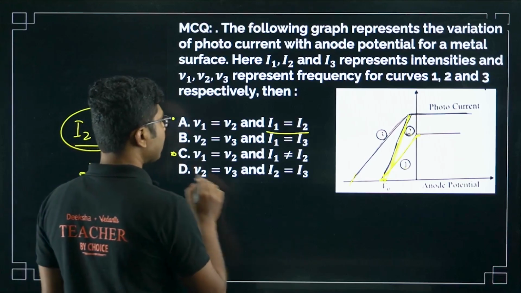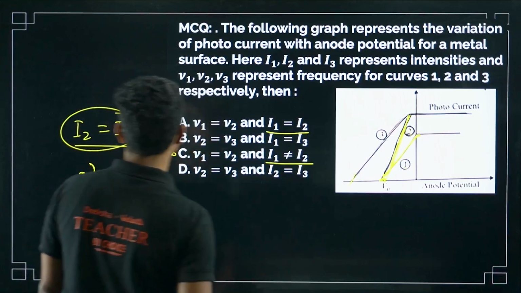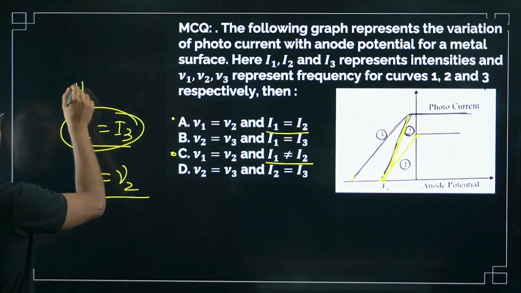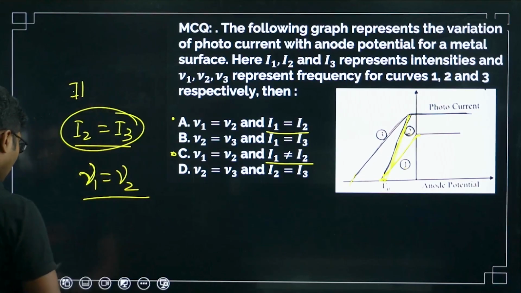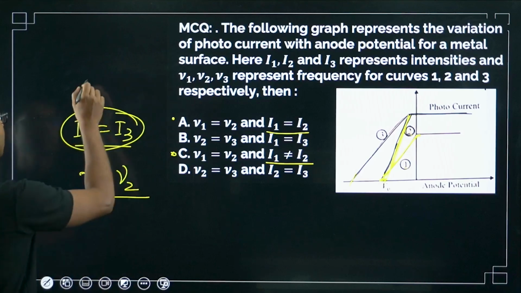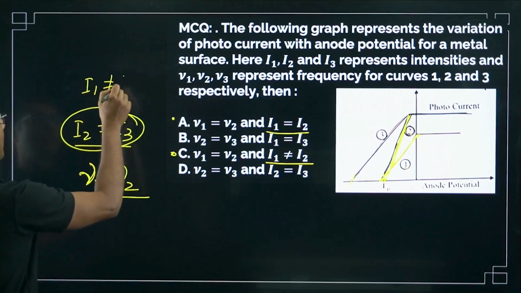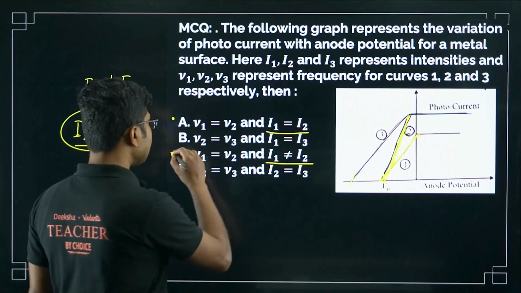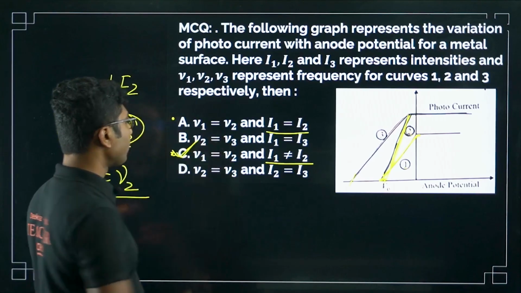Next is option C. Here they have given I1 not equal to I2. Since I2 equals I3, obviously I1 is not equal to I2. Obviously, right? Because I2 is equal to I3. So definitely this is the correct statement, this is the correct option for the given question.